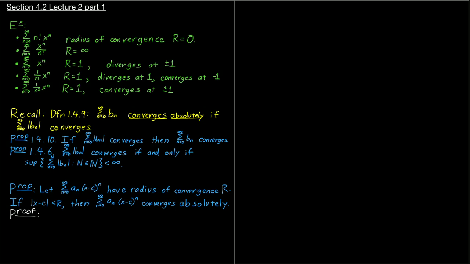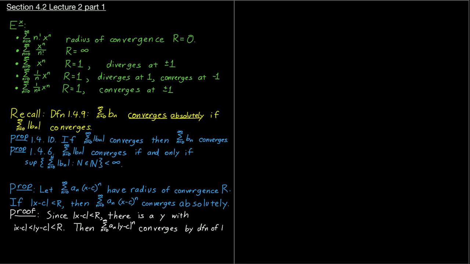So since |x - c| < R, then there is a y with |x - c| < |y - c| < R, then by definition of radius of convergence, the series at y converges by definition of our radius of convergence.